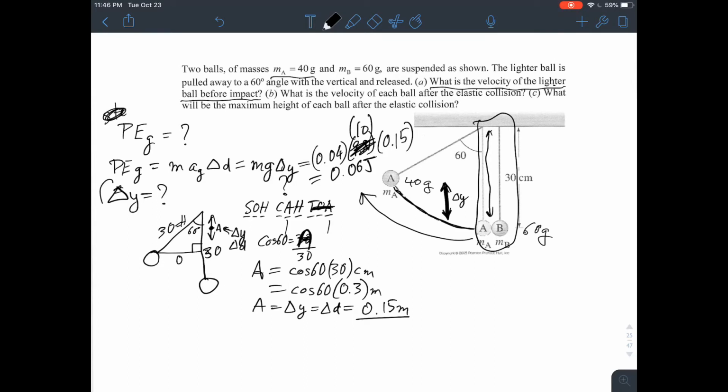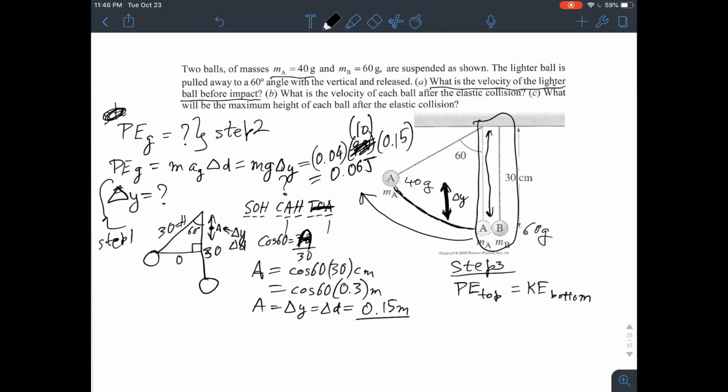So let's say this was step 1. Well, actually, finding y was step 1, right? And then finding the potential energy was step 2. So what would be step 3? Well, use the conservation of energy. So potential energy at the top should be the same as kinetic energy at the bottom, right?